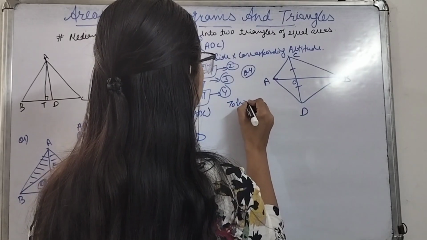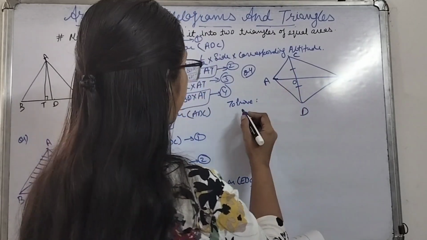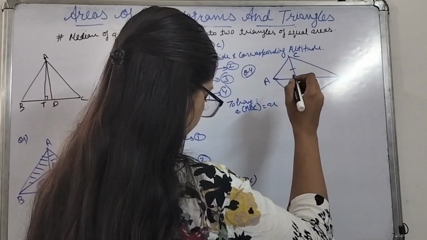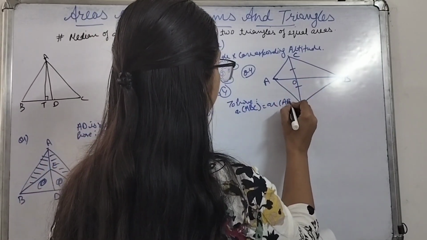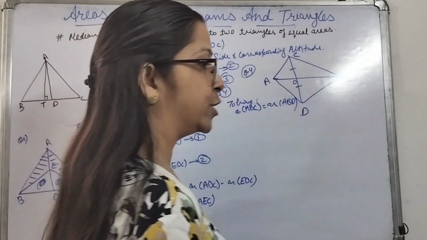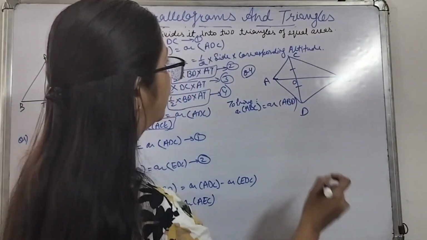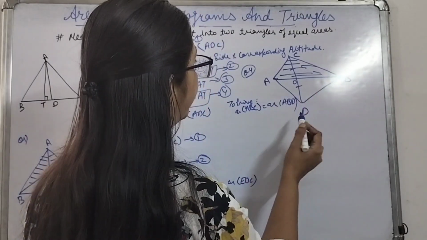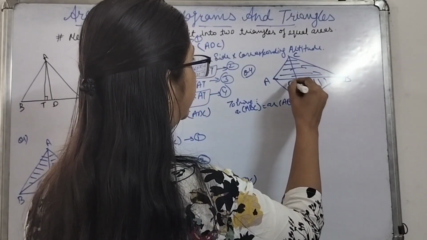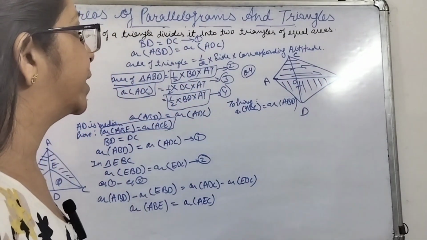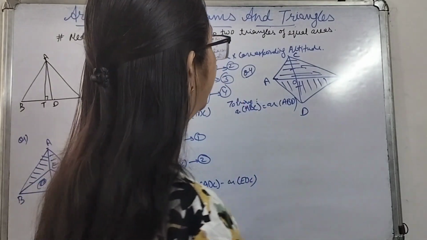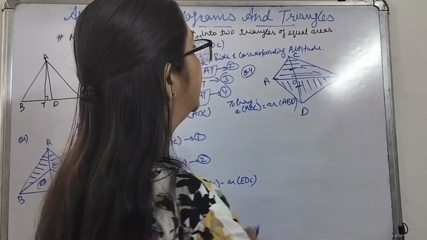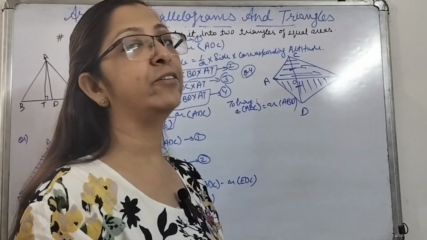What we need to prove is area of ABC is equivalent to area of ABD. We need to prove that area of ABC, this part, this area, is equivalent to area of this part, ABD. Now for proving this, it is given that this part is equivalent to this part. OC is equivalent to OD, it is given to us.